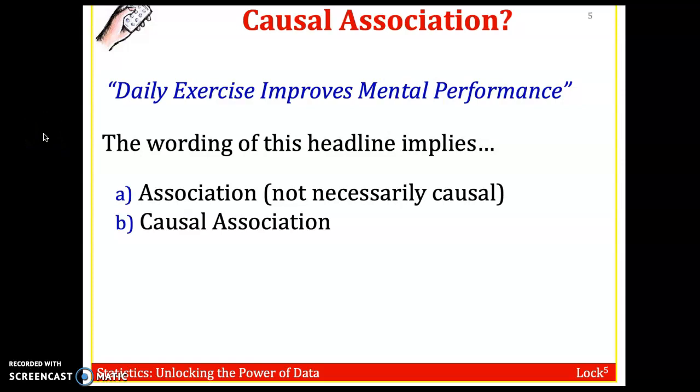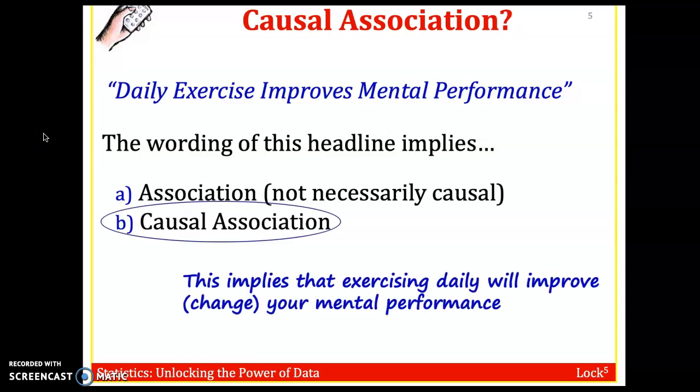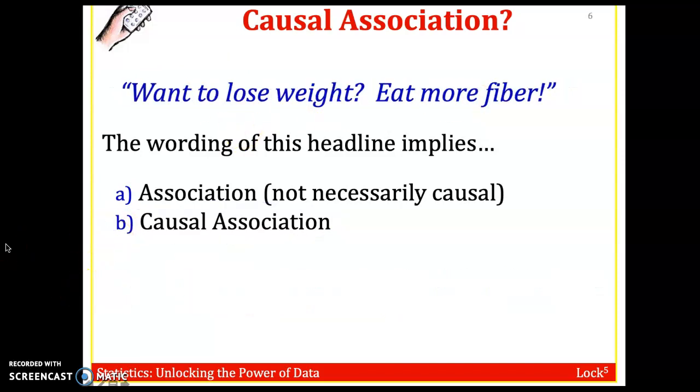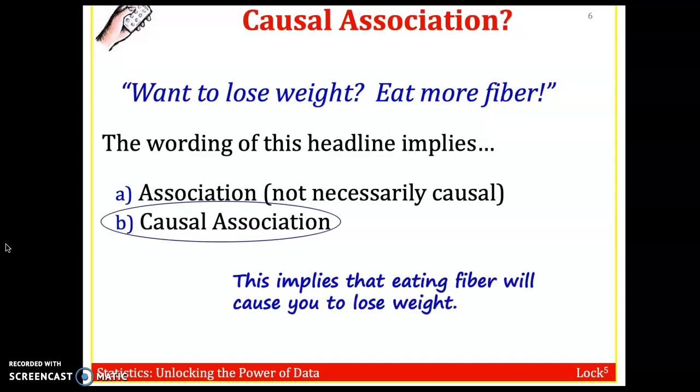Daily exercise improves mental performance. And hopefully you are thinking causal association, that idea of improving. This is saying that if you exercise more, do good exercise, that will increase your performance. So that is a causal association. How about this example? Want to lose weight? Eat more fiber. That wording is also causal. There's an implication in the wording that eating fiber will cause you to lose weight.